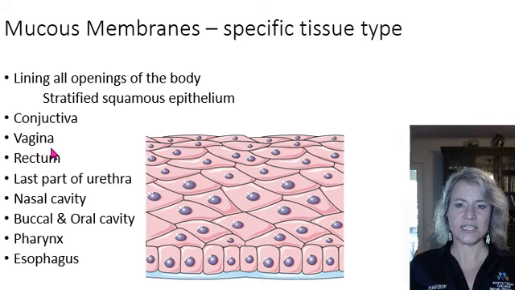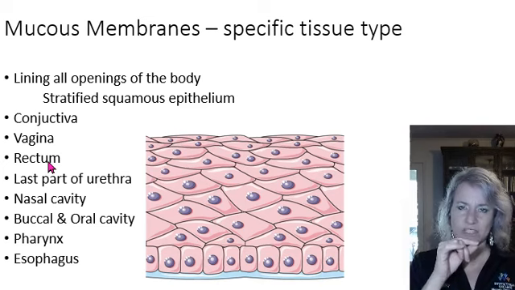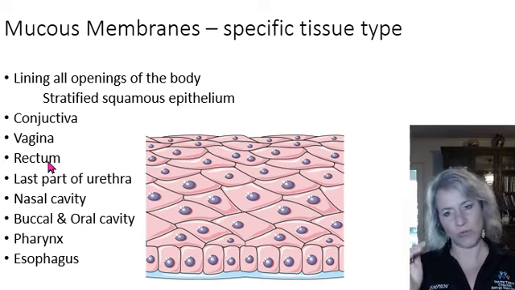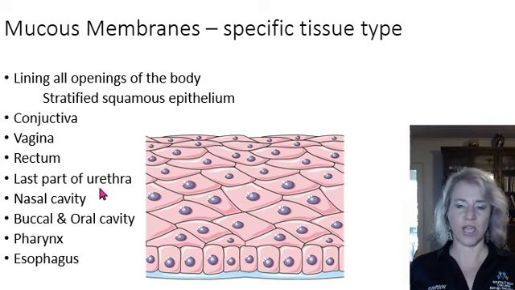So the vagina is a mucous membrane that is stratified squamous epithelium for protection. The rectum, which is the very last part of the large intestines. The alimentary canal goes from mouth to anus. The mouth is stratified squamous because it's an opening. The mouth, the pharynx, and the esophagus. And the rectum, which is an opening at the anus, that little area there is also stratified squamous for protection. The last part of the urethra, so when the urine exits, that very last part, the opening of the body, is stratified squamous epithelium.